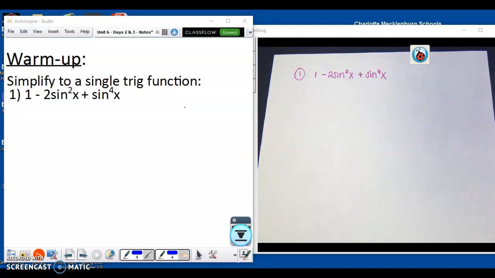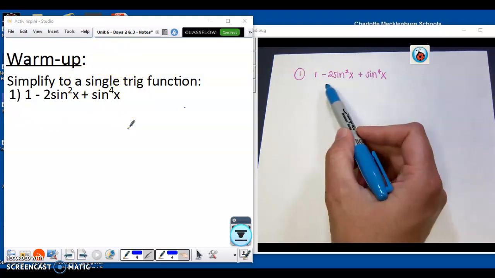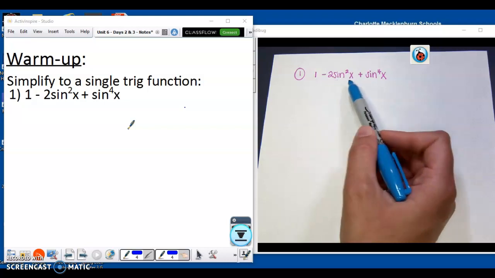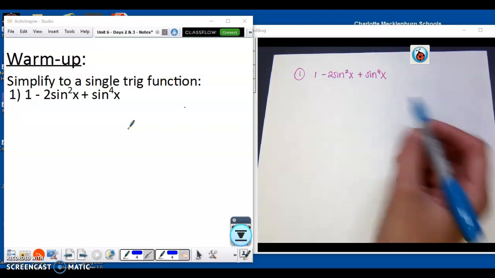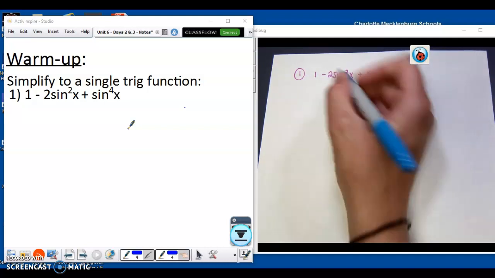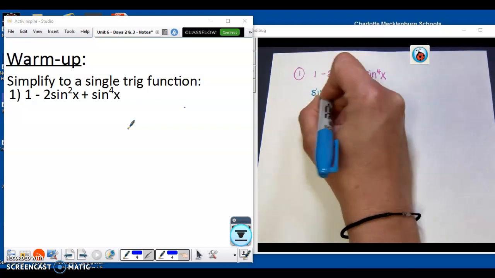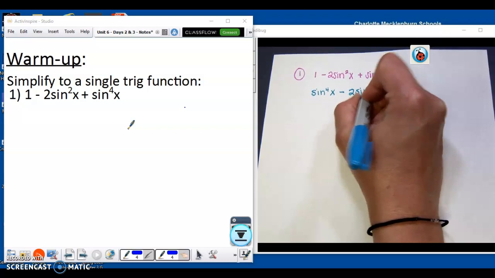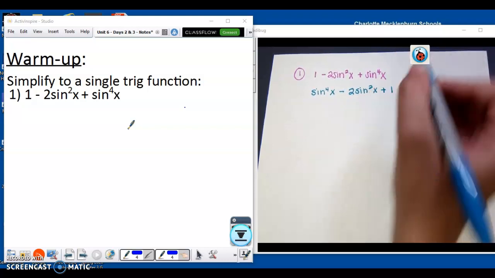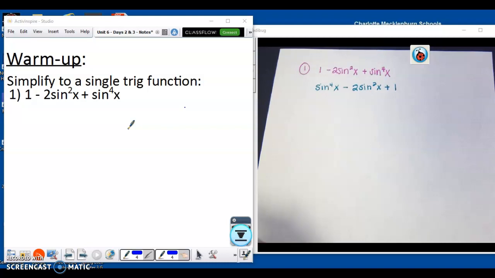Okay, so for the first one, we want to simplify to a single trig function. Because it says a single trig function, your answer can only be one trig function when we finish. I noticed that they all are in terms of sine, so that's setting it up for factoring. To factor, we would want this in descending order: sine to the fourth x first, then minus 2 sine squared x, and then plus 1.